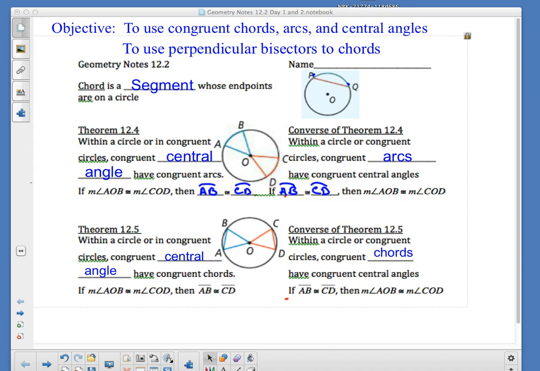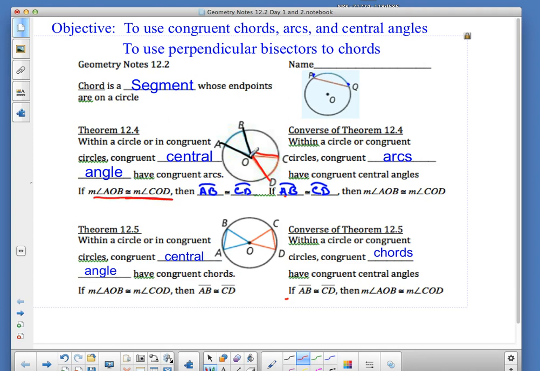Theorem 12.4: within a circle or in congruent circles, congruent central angles have congruent arcs. And they're like, what? This is a central angle. The central angle is the angle made with the center of the circle. And when I have congruent central angles, that's what they're saying, that these congruent central angles define arcs that are congruent. Now, the reason why these theorems are side by side is because we get to look at them and we're going to talk about their converses.